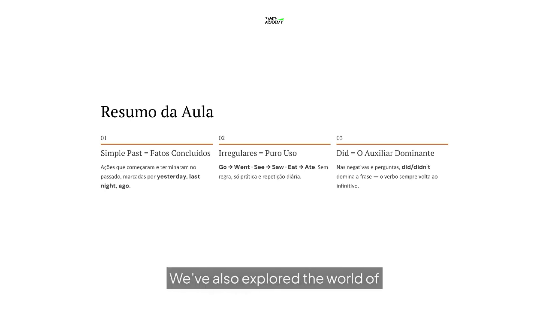We've also explored the world of irregular verbs, which are a bit unique because they don't follow the standard rules. For example, go becomes went, see changes to saw, and eat transforms into ate. There's no straightforward pattern here, so mastering these verbs relies on practice and repetition in your daily conversations. Think about how many times you can use these verbs in different contexts, and you'll soon find yourself more comfortable with them.